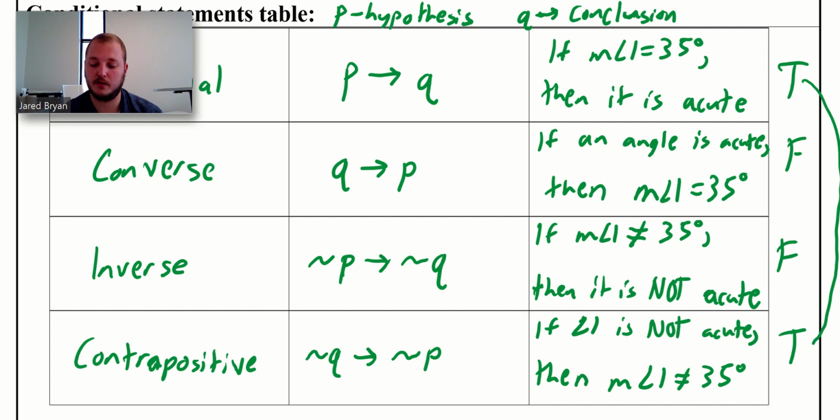The conditional and the contrapositive are always going to have the same, what we call truth value, or in other words, they're both going to be the same. Either they're both true or they're both false.